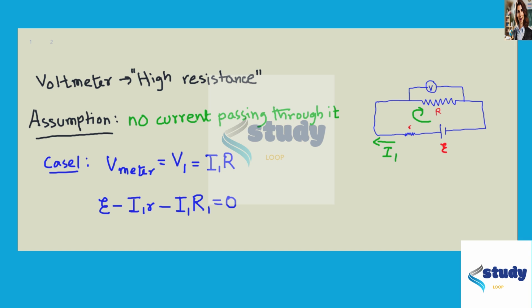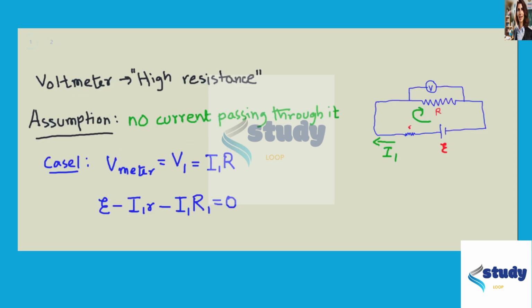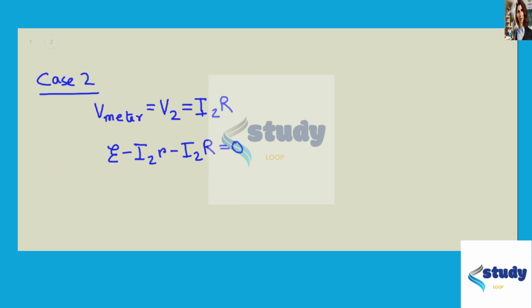And we know that the voltage drop in the voltmeter should be equal to the voltage drop across the resistor. So V1 is the voltage drop across the resistor, and from Ohm's law we get I1 times R. Now for the second case, it's the same thing, but we consider I2 instead of I1. So this is going to be case 2, with I2. It's the same equation again.